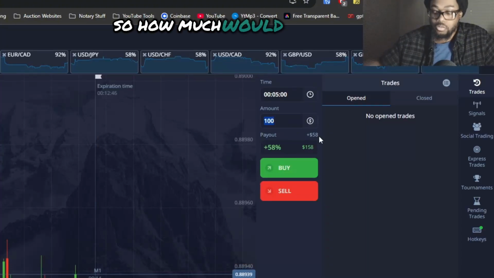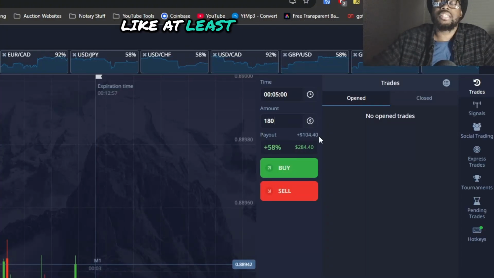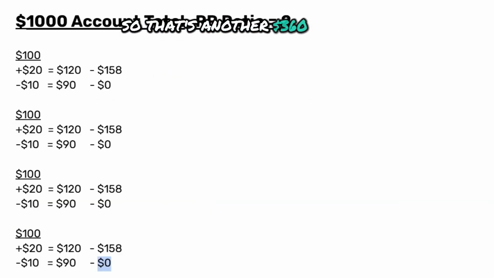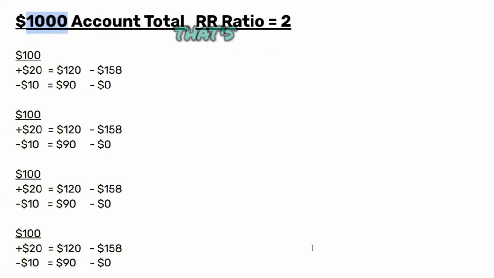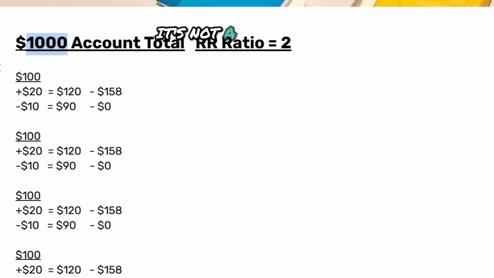So how much would we have to put on the next trade? At least like 180, like at least 180 on the next 2 trades. So that's another 360. So the amount of risk is just astronomical at that point. So it's just not smart. It's not a smart move.